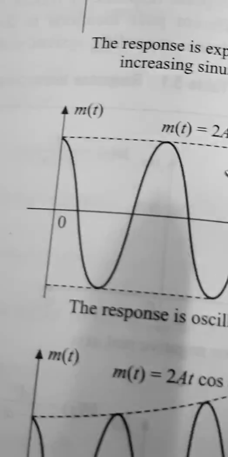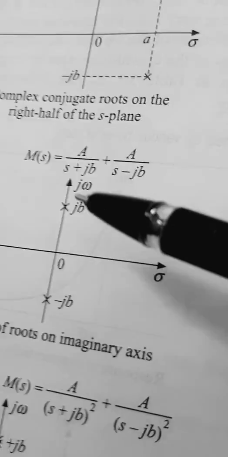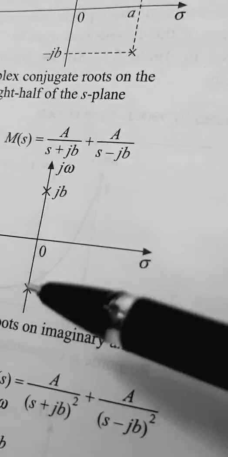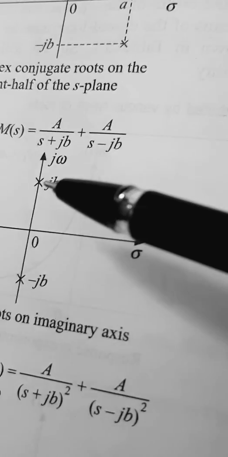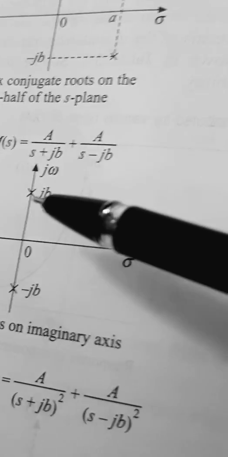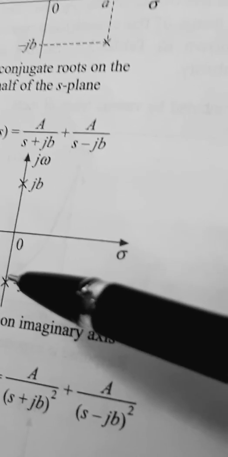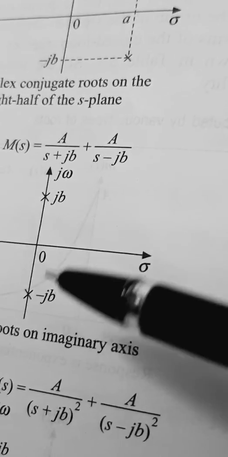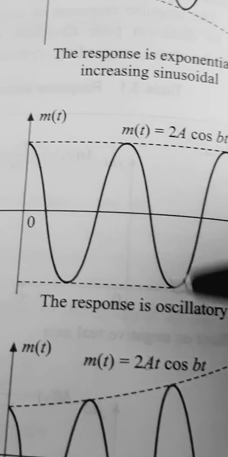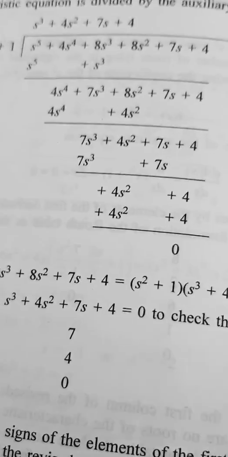But here in this case, non-repeated roots. Here also, this pair of roots is not repeated. The same thing, there is not one more pole here. Here also, there is not one more pole. So non-repeated roots are there. Then the system is oscillatory and it is marginally stable. The same thing happened in your example.